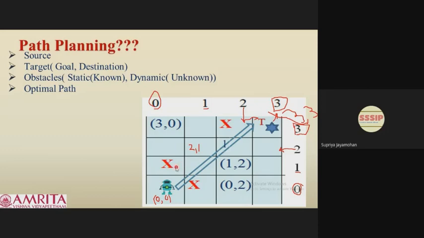May I know what is the position of this particular obstacle? Anybody could answer? May I know what could be the position of this particular obstacle? It would be 1, 0. Yes? Okay. Similarly, what would be the position of this particular obstacle? Yes, it could be 0, 1.